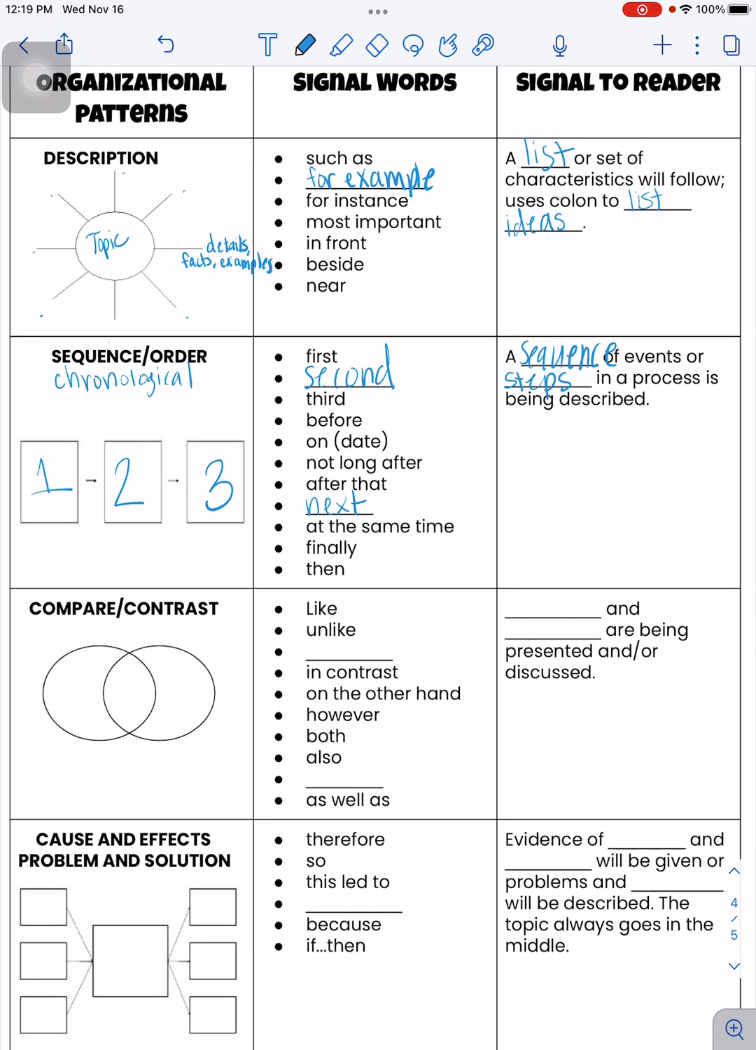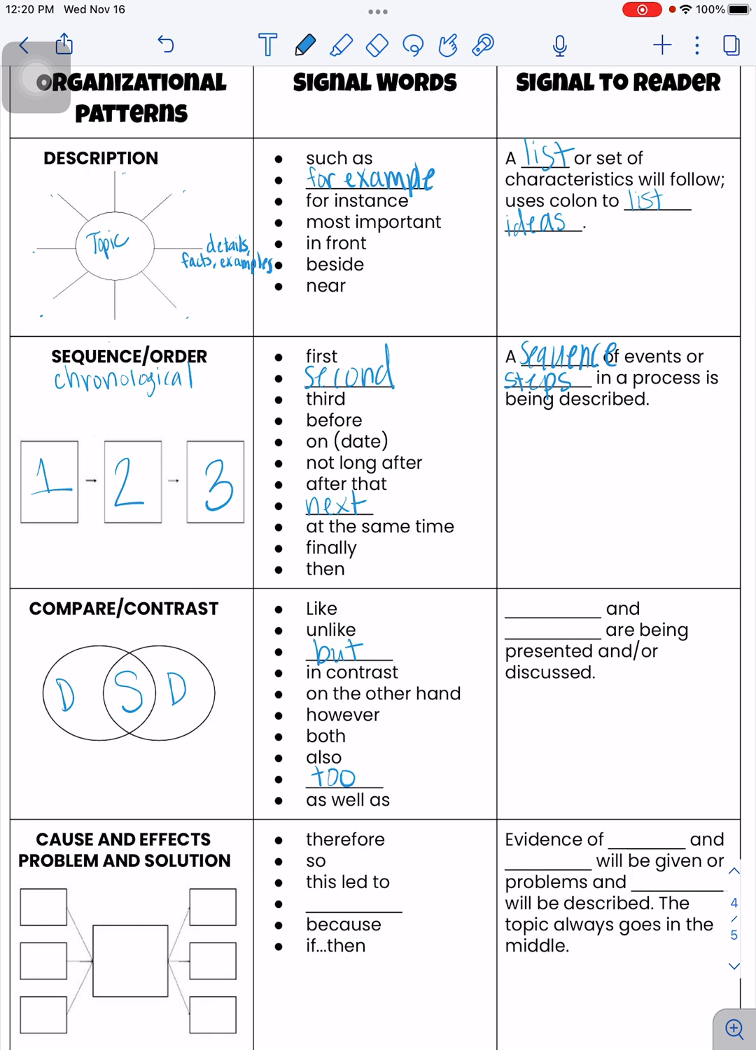So next we have compare and contrast. The thinking map for compare and contrast is just a basic Venn diagram. With that Venn diagram, on the outside you will put differences between the two topics, and in the middle you'll put the similarities between the two different topics. The signal words for compare and contrast are the words like, unlike, but, in contrast. On the other hand, however, both, also, too, as well as. All of those tell you you might be looking at a compare and contrast organizational pattern.